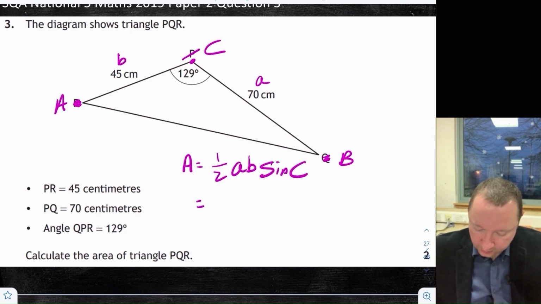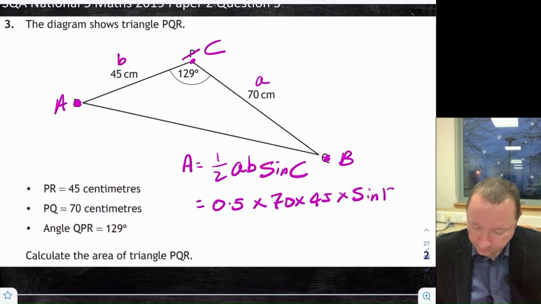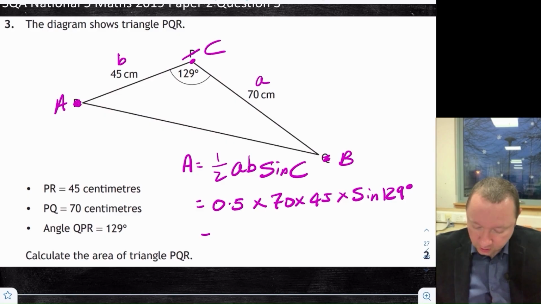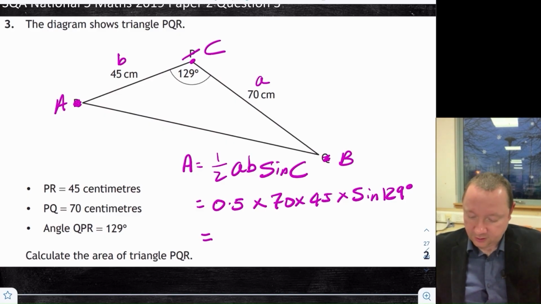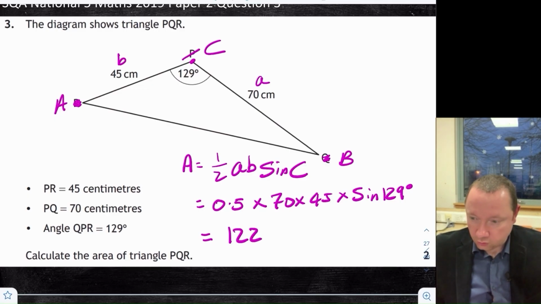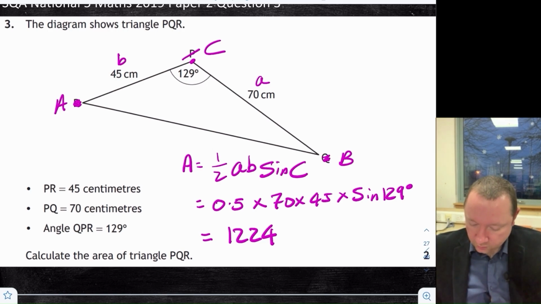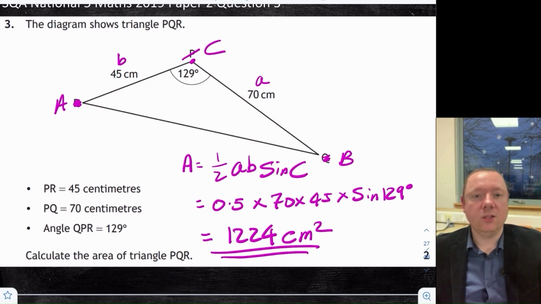So for a mark, 0.5 times 70 times 45 times the sine of 129. You get a mark for the substitution, and then a mark for the final answer. You just get your calculator out and do 0.5 times 70 times 45 times sine 129, and you will get 1224.004. So that would be fine to leave it as 1224 square centimetres.